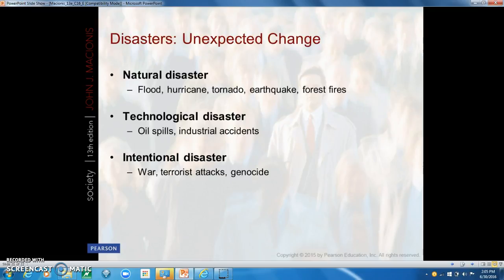Here are some more things that can certainly bring about social change, and of course unexpected social change. Class, we have natural disasters, if you will, such as droughts, increasing cold weather, floods, hurricanes, tornadoes, earthquakes, forest fires. We can all think of some things that certainly can precipitate sudden changes in our society. Technical or technological disasters like oil spills, industrial accidents, intentional disasters like war, terrorist attacks, and genocide.